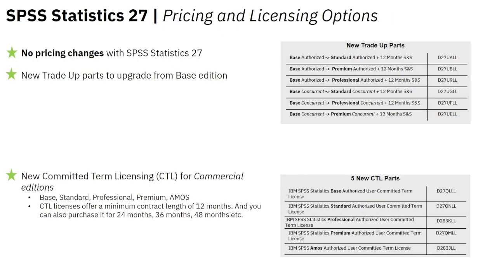Now, from a pricing perspective, there are no pricing changes with SPSS Statistics 27. The pricing model stays the same. You can now, though, upgrade from the base edition to the standard edition, or from the base edition to the professional edition, or from the base to the premium edition. And that was something that was not available before. So you don't have to buy additional modules. Like if you want to upgrade from the base to the standard, you don't have to buy the 3 modules that make up the standard. There is one part number which we can use to upgrade you directly from the base to the standard, or the base to the premium, or the base to the professional, right? So there is a trade-up path, as we call it within the IBM world, right?